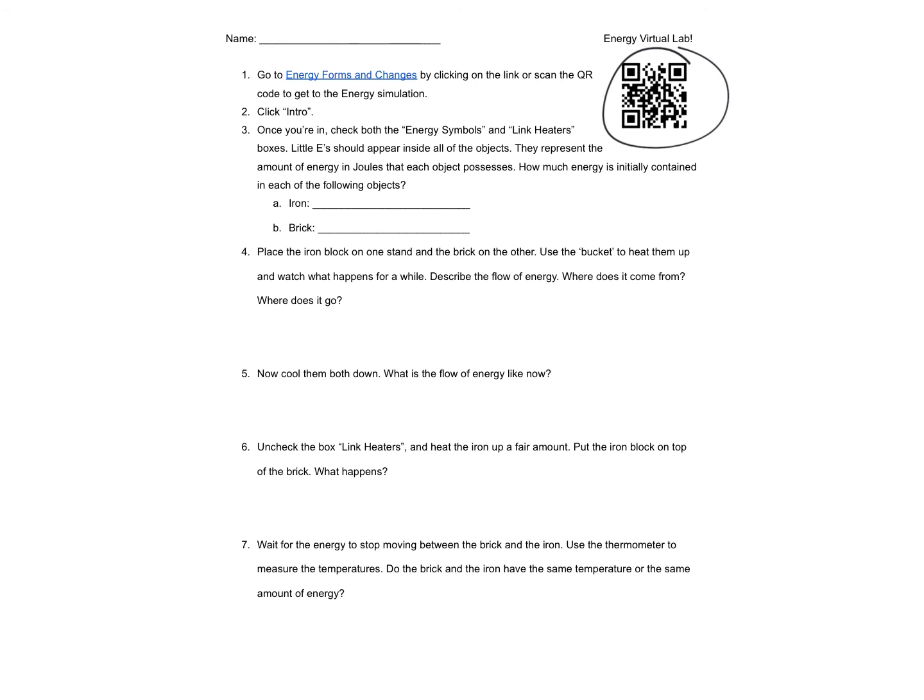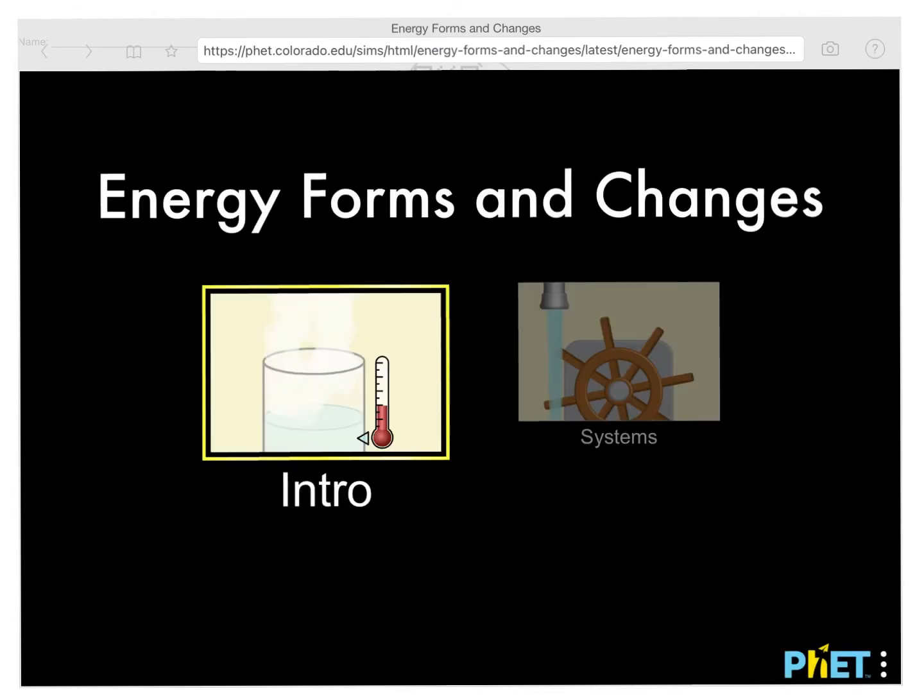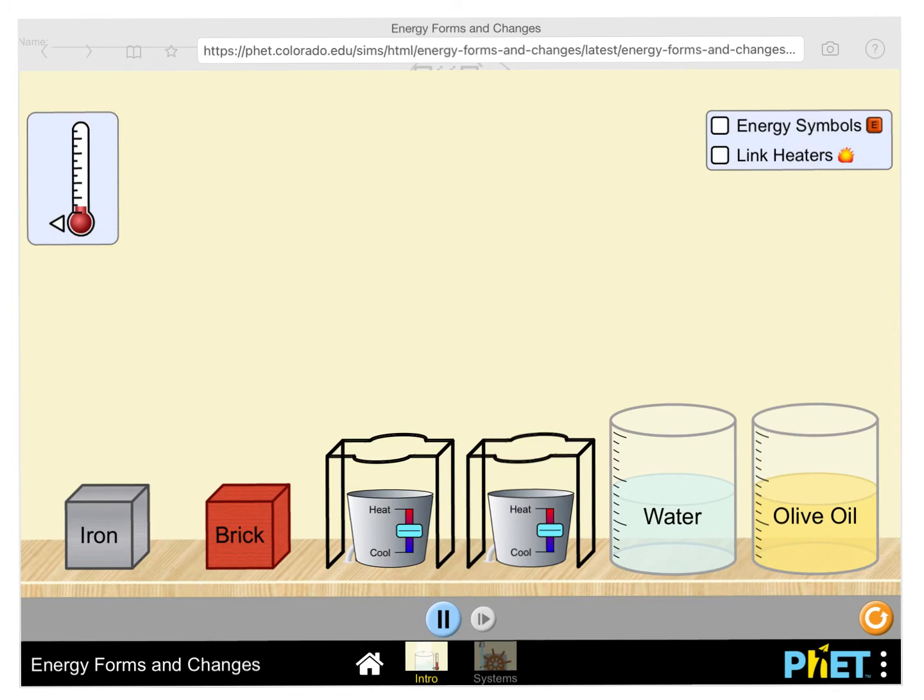All right, so once you get to the PhET, you'll come to this screen. It says Energy Forms and Changes, and you'll have two options, Intro and Systems. We're going to start with the Intro. We'll get to the Systems eventually. So you'll click on the Intro. My lovely one is being kind of slow. Anyway, so you'll have a display that looks like this. You'll follow the instructions exactly as they are on your sheet.